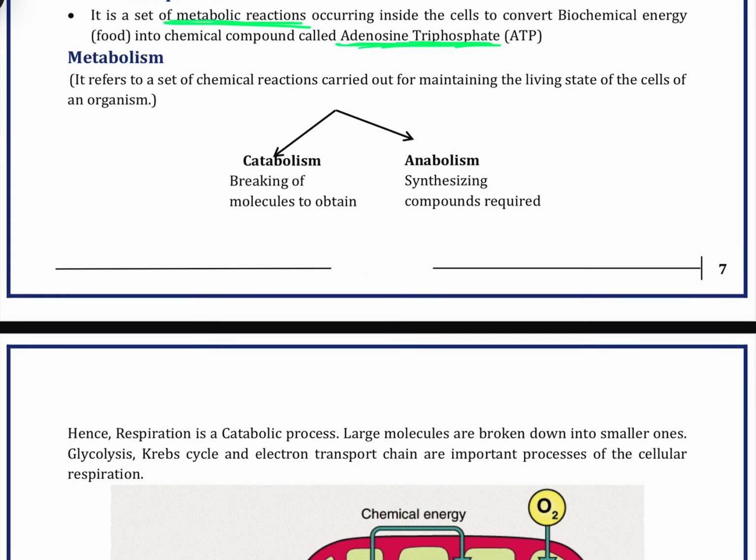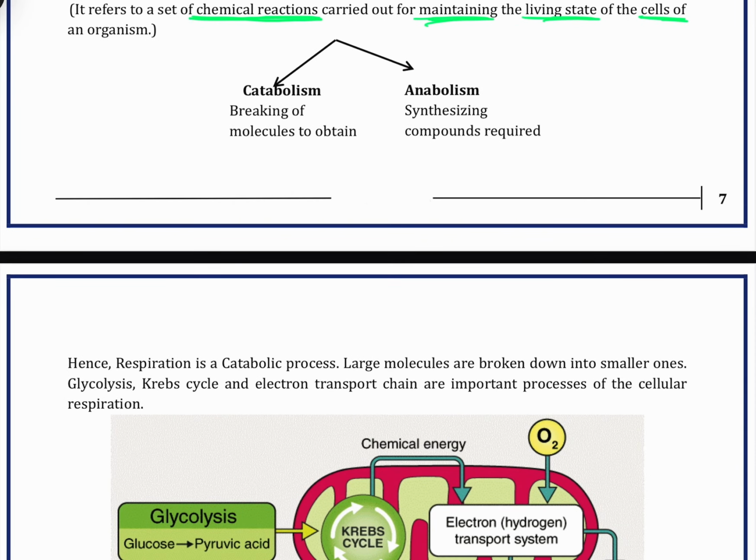Metabolism refers to a set of chemical reactions carried out for maintaining the living state of the cells of an organism. Metabolism can be termed as a set of chemical reactions carried out for maintaining the living state of the cells of a living being or organism. It is divided into two parts: catabolism and anabolism. Catabolism is the breaking down of molecules to obtain energy.